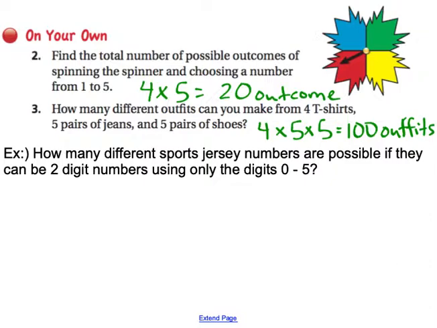How many different sports jersey numbers are possible if they can be 2-digit numbers using only the digits 0 through 5? All right, so the 2 events here, event 1 is the first digit, and event 2 is the second digit.